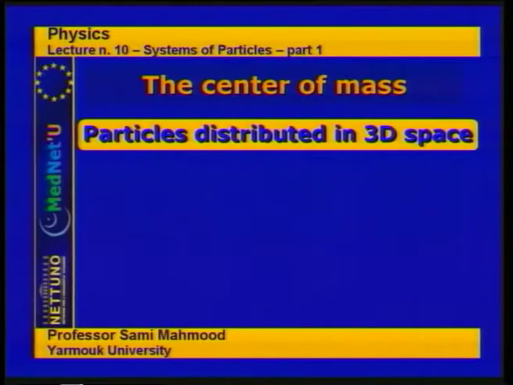What if we have a distribution of particles in three-dimensional space, if the particles are not arranged along a straight line? In this case, we would adopt exactly the same principles that we have adopted so far in defining the center of mass. We only have to remember the properties of vectors and to remember that the position is a vector.